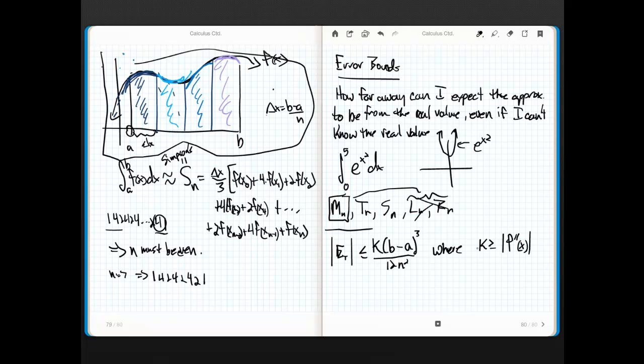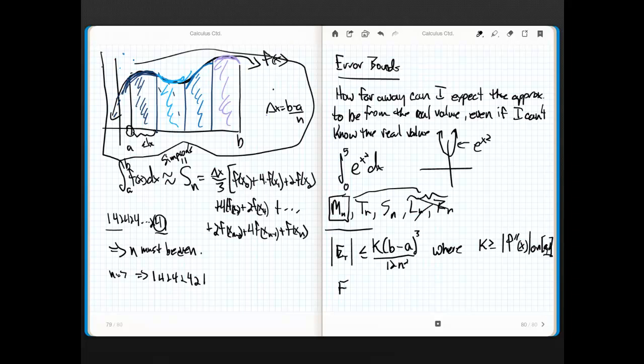So really, all that we have to do is find a number, any number, that we know is going to be greater than or equal to the second derivative of the function on the closed interval from a to b. I'll show you what I mean by that here in just a sec. Okay? All right, so don't panic.